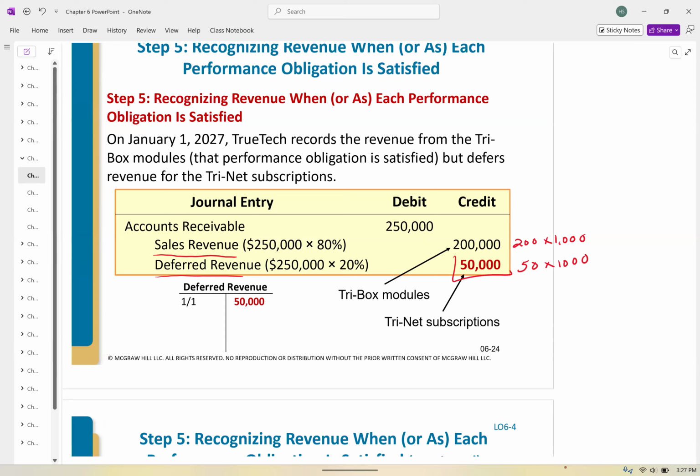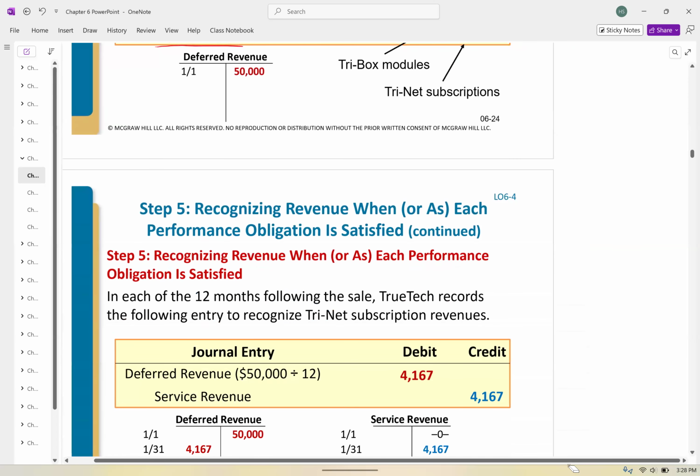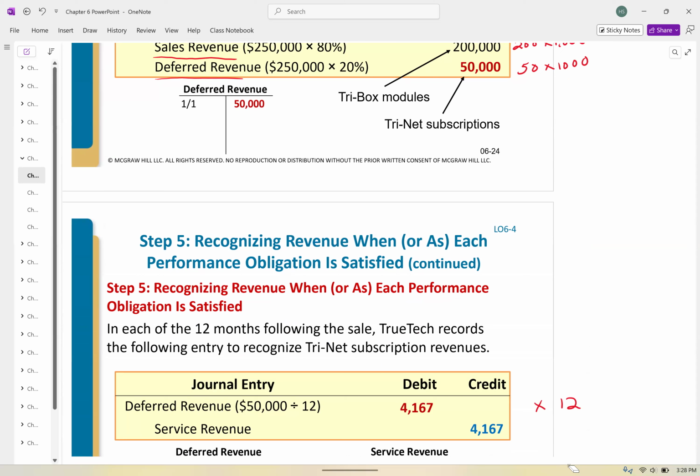We didn't earn revenue right here. We're going to gradually earn that 50,000 over this year period. So each of those months, we will make this entry very similar to the previous one that we did, except we had two obligations in one contract right now. So divide that 50,000 by 12, you get $4,167.